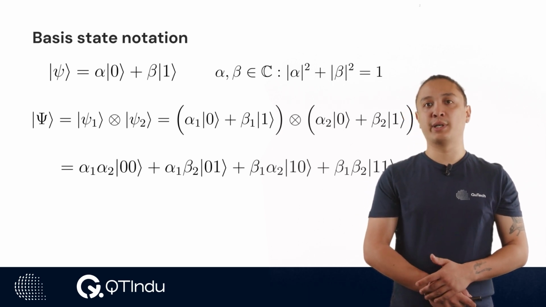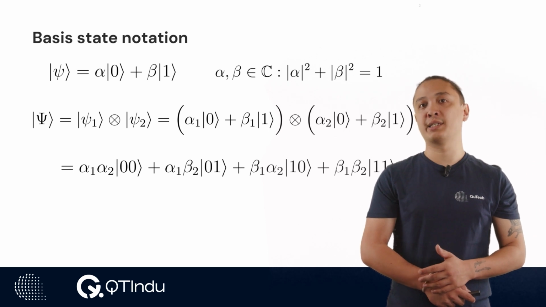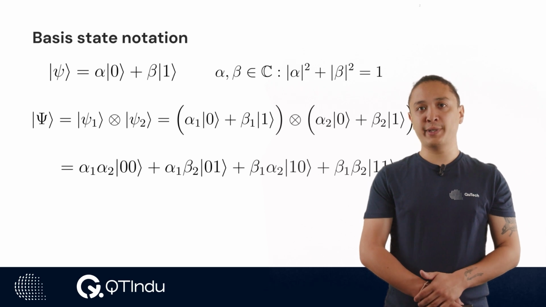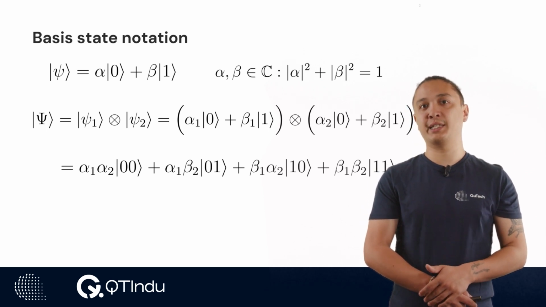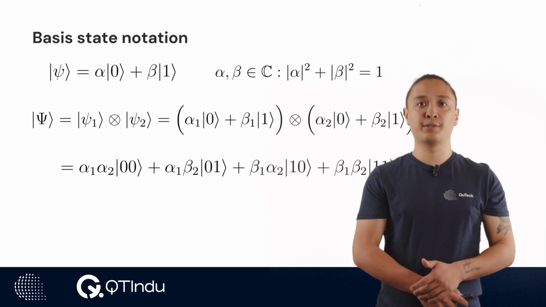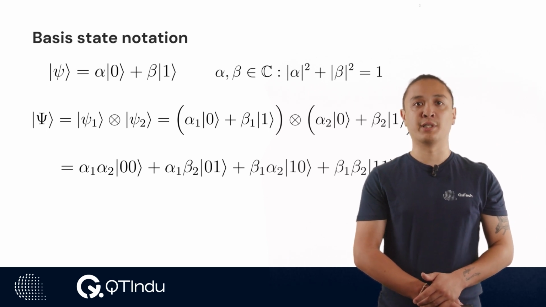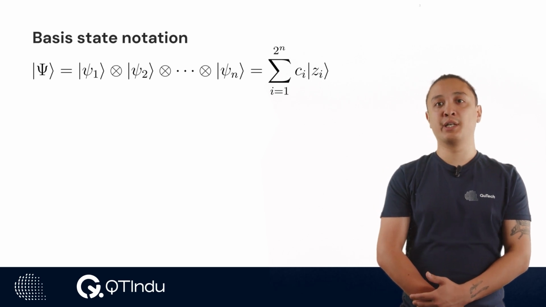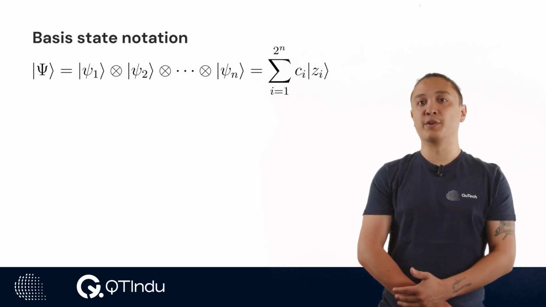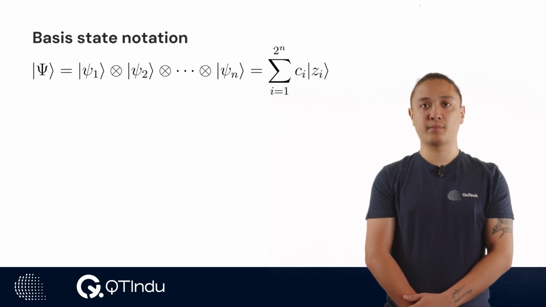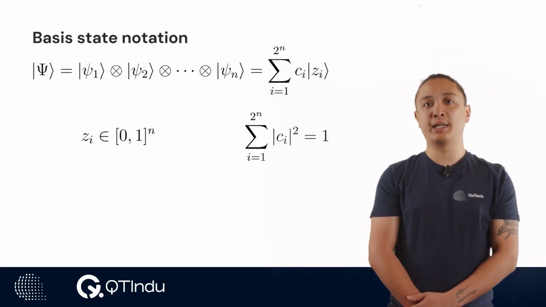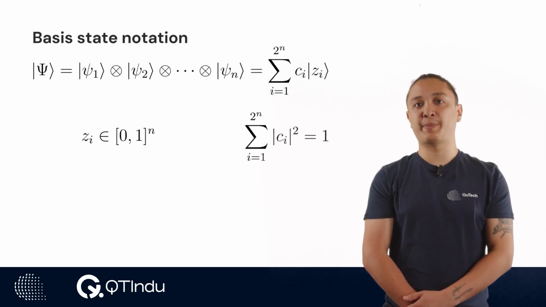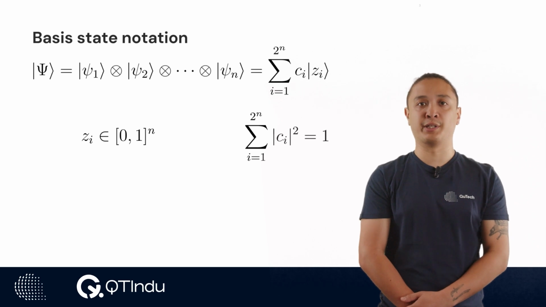Expanding out the product, we can see how to realize a full 2-qubit state as a superposition over all combinations of basis states. For 2 qubits, we have 4 such basis states, which we can see here are equivalent to the 00, 01, 10, and 11 states. For an n-qubit state, we can follow the same process to represent the full state as a superposition over 2 to the n basis states. We use the variable z_i here to represent a unique binary string of length n, and c_i are the respective coefficients which must satisfy the normalization condition.